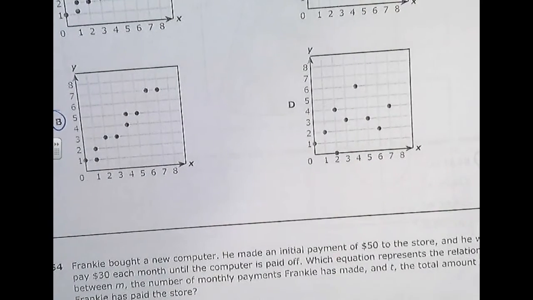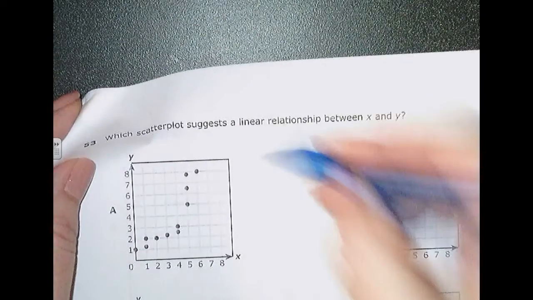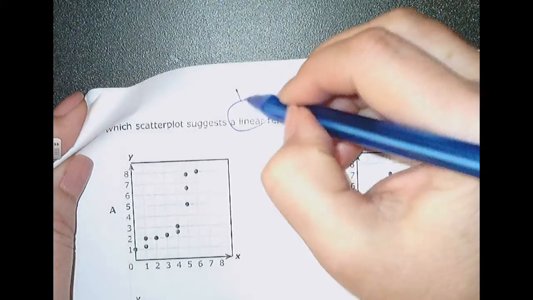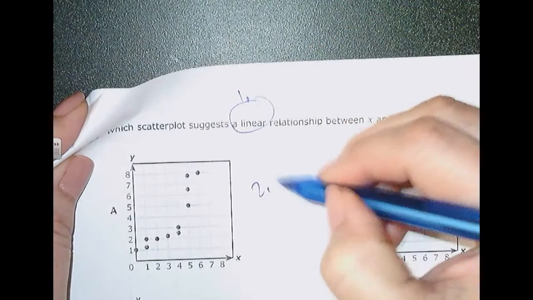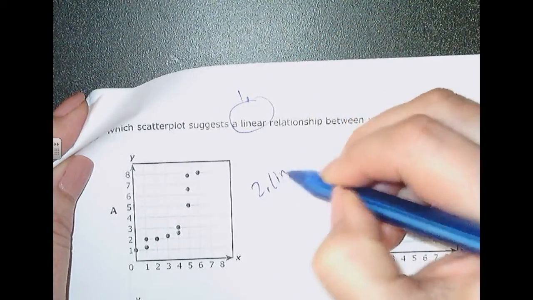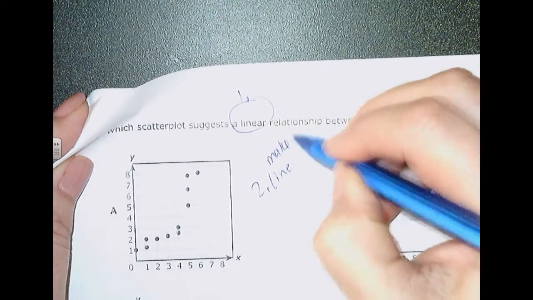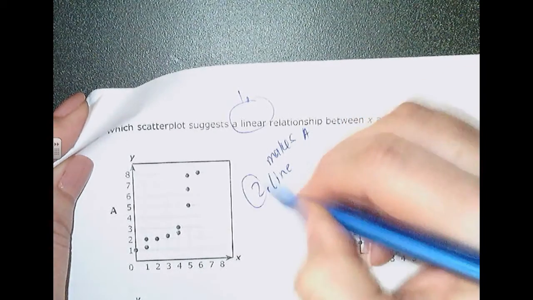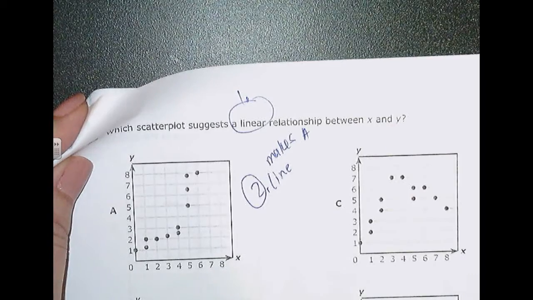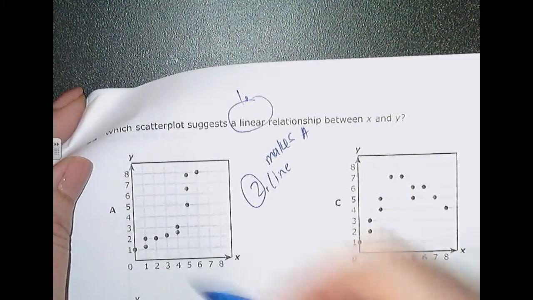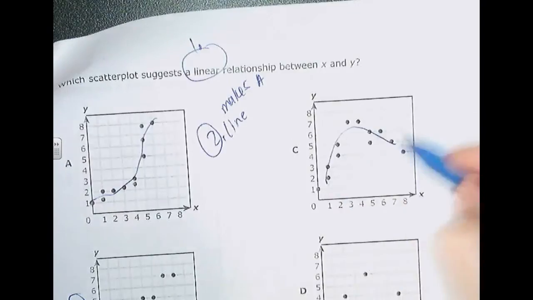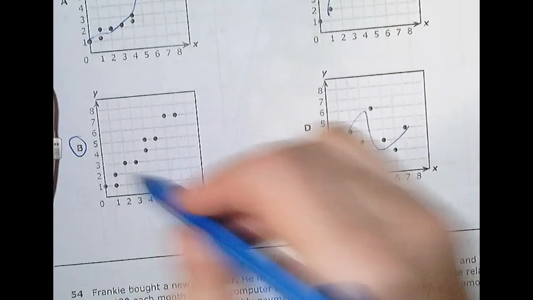Which scatterplot suggests a linear relationship between X and Y? What does linear mean to y'all? I'm going to say that's my number 1. What's my number 2? What does linear mean? Makes a line. So, which one makes a line? Put it this way, you can only pick one. I see this, I see this, I see this, and I see this. I'm assuming you picked B.